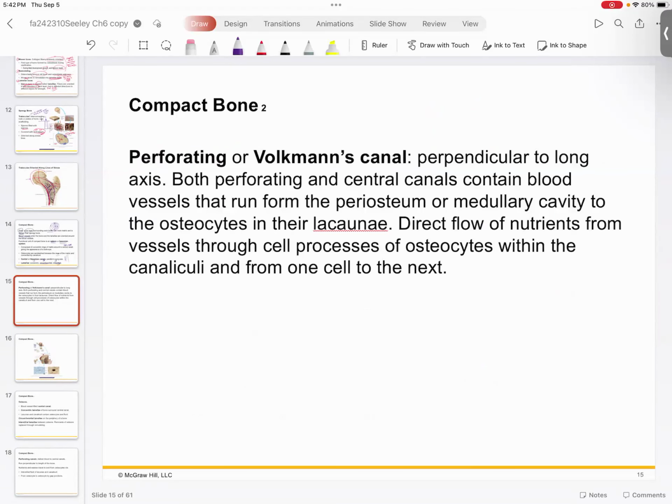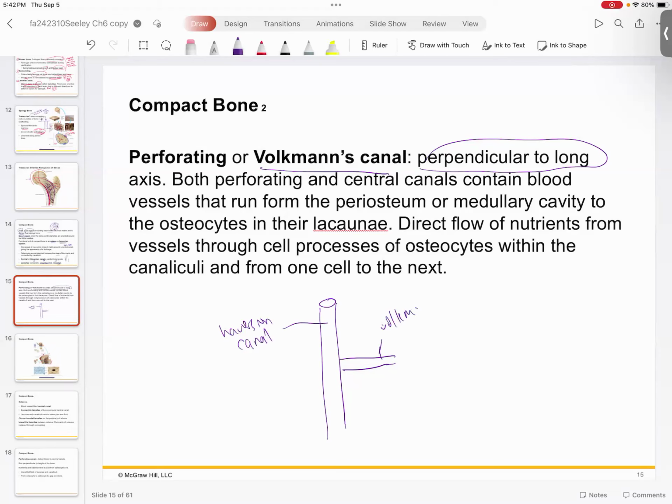Now, there's another type of canal system that are called perforating or Volkmann's canals. These guys are perpendicular to the long axis. So basically you have your central canal, which is parallel to the long axis, and you have your Volkmann canals, which are perpendicular. So these right here would be the Haversian canal system, and this right here would be the Volkmann canal system.